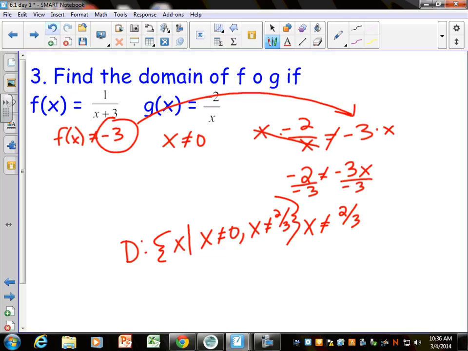If it was g of f, you would have to switch that around. Whatever the second one is, the one that you exclude first, and then you do the other way. So if it was g of f and it asked for the domain, this would become what does f of x not equal, and then set g of x equal to that. But you're right, you'd have to switch the rules there for g and f.